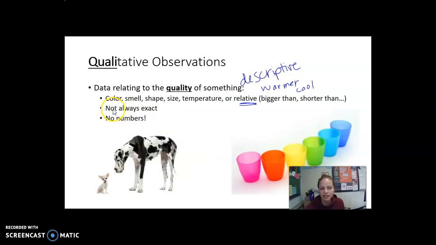There's basically, it's not exact. There are no numbers. We have a big dog and a little dog compared to each other. I'm sure there are even smaller dogs, and I'm sure there are bigger dogs. We have colorful cups. They look to be roughly the same size. That's a qualitative observation. I didn't say exactly what size that was. Okay? But again, qualitative relates to the quality.